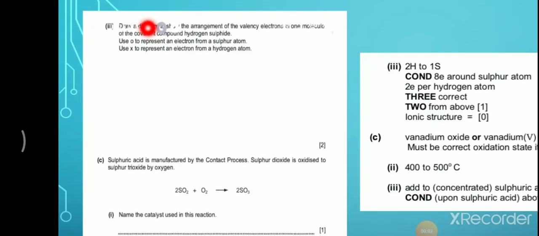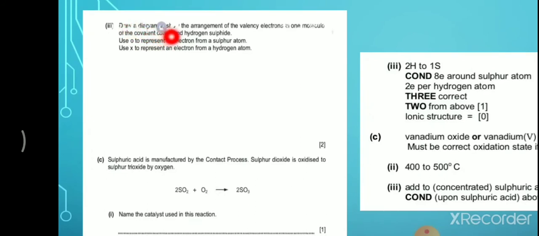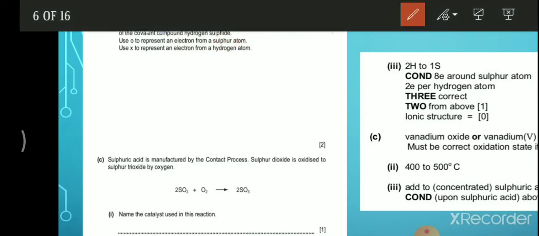Here the question is: draw a diagram to show the arrangement of valence electrons in one molecule of the covalent compound hydrogen sulfide. So they are asking us to draw hydrogen sulfide. We should know the formula of hydrogen sulfide. H is 1 plus and sulfide is 2 minus. When you do crisscross you get H2S. So the formula is H2S. I hope you understood this part.